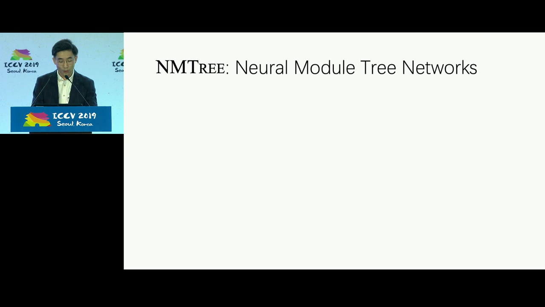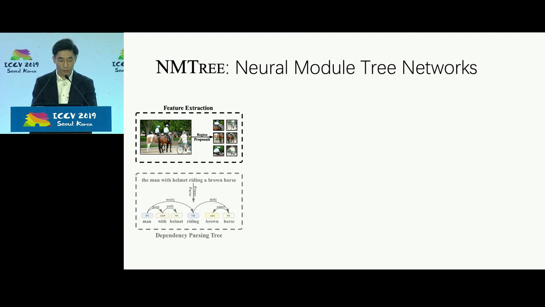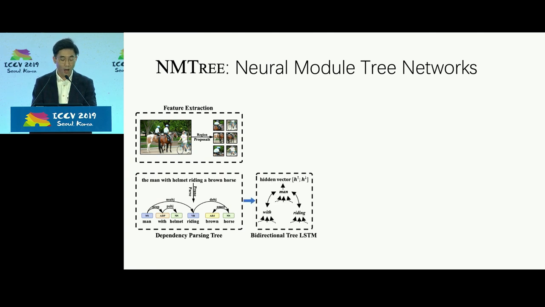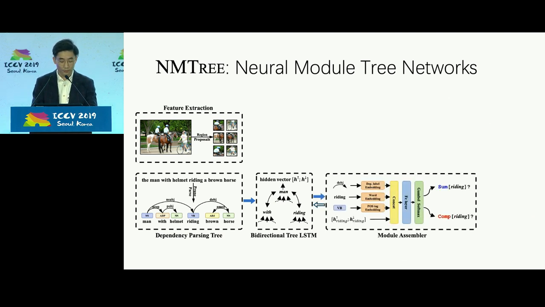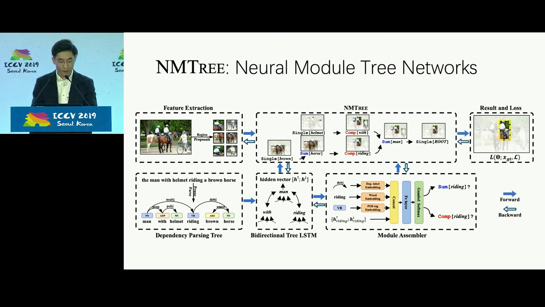Now, I will give an overview of our NMTree model. Given an image as input, we extract a set of region proposals. Given the language expression as input, we first transform it into a dependency parsing tree and perform a bidirectional tree LSTM to get the hidden vector of each node. With the embeddings and hidden vectors, we decide which module should be assembled for each node. Therefore, we could build the neural module tree and reason along the tree in a bottom-up fashion. The final result is the output score of the root node, and our model is robust because of the dynamic assembling and end-to-end training strategy.